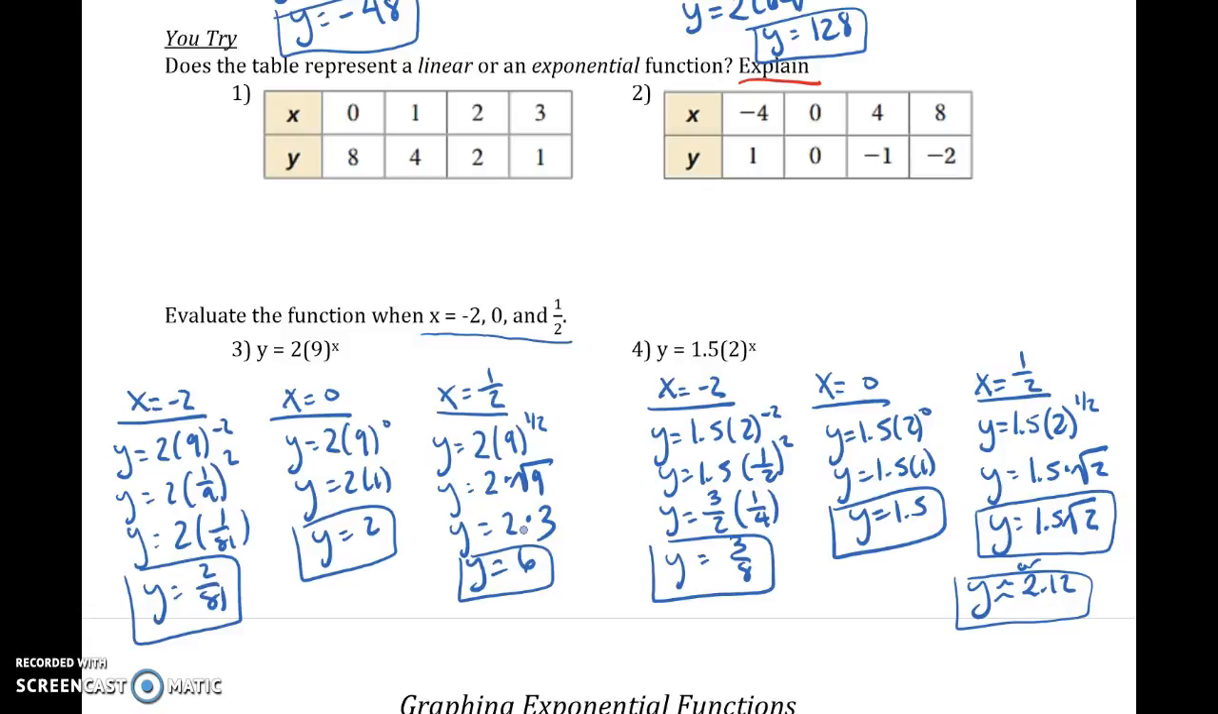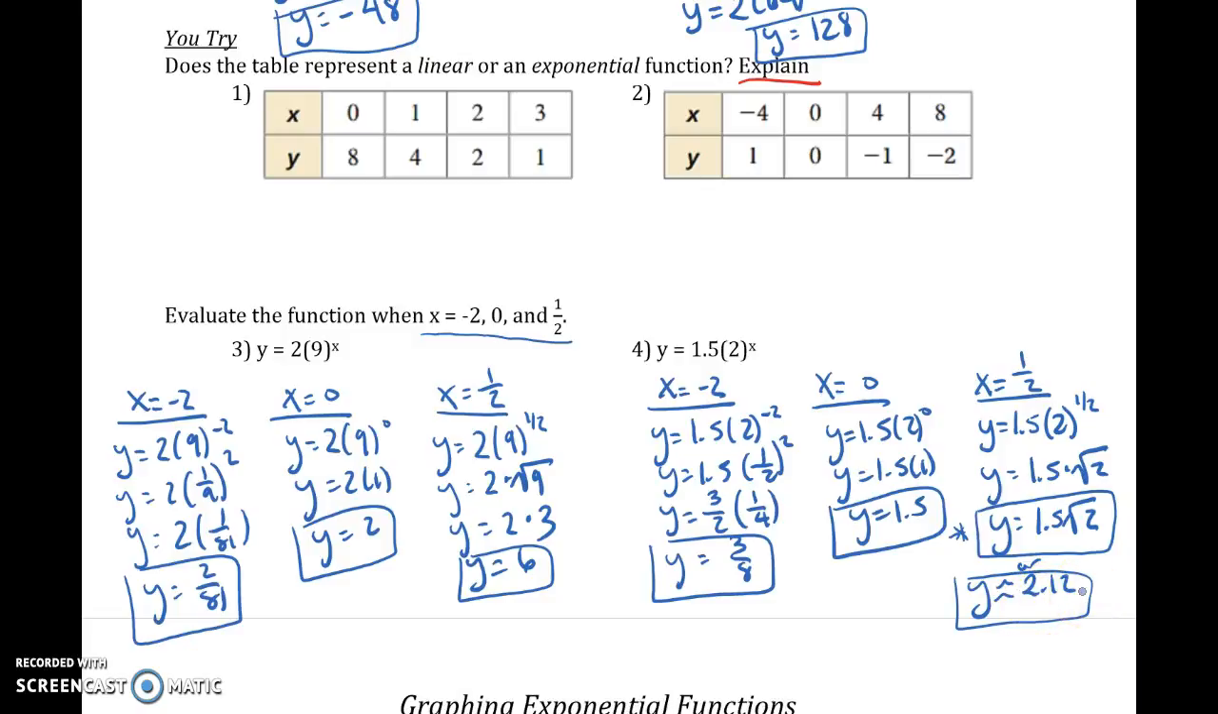And then for number 4, when you did the square root of 2, there's no actual wonderful pretty value for square root of 2, which is why I would actually want you to keep your answers in the exact format, so 1.5 times square root of 2. But if it asks you to round to the nearest tenth or round to the nearest hundredth, we'd want to round. So I rounded to the nearest hundredth down here to get 2.12.